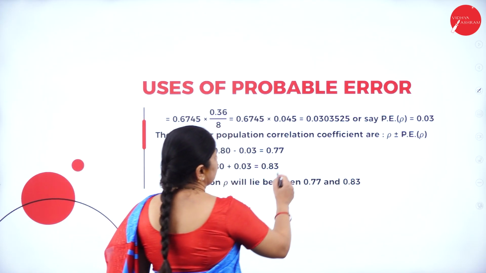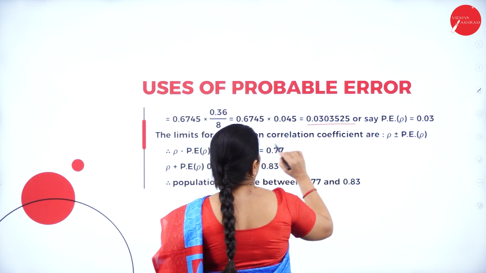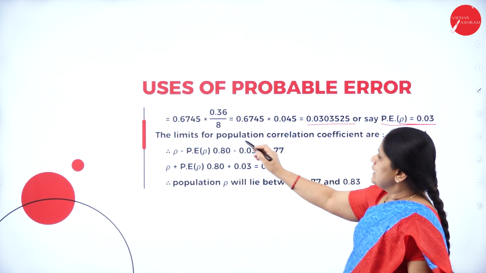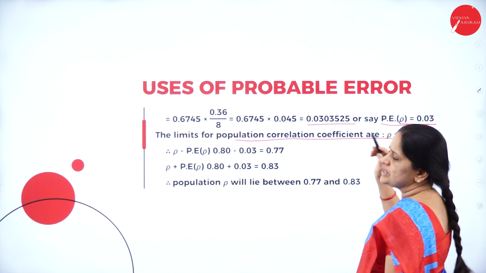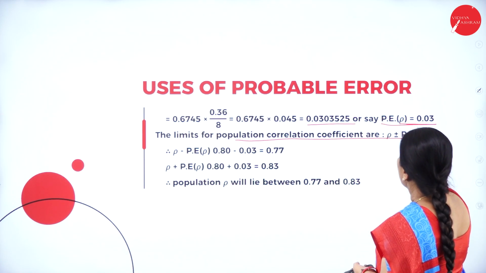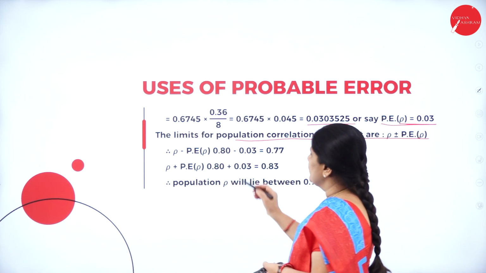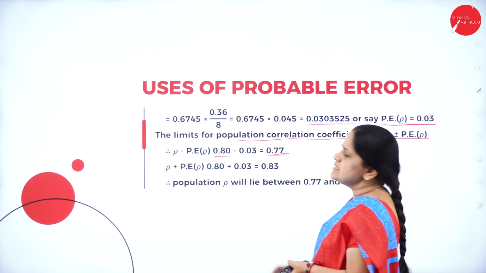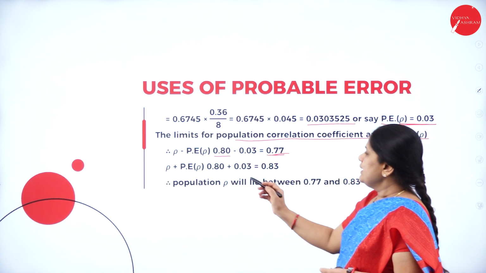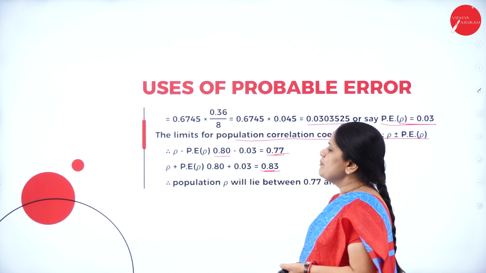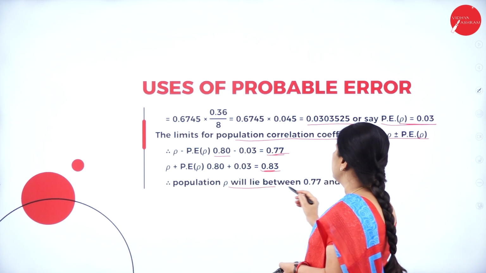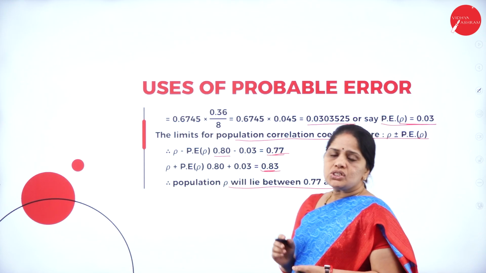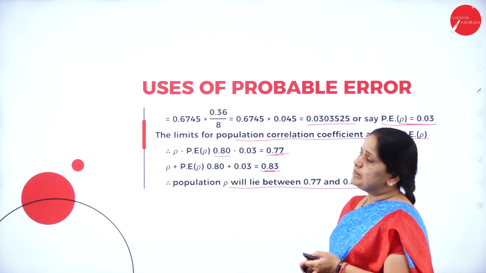So, this will come up to 0.030352, or the probable error is 0.03. So, the limits for the population correlation coefficient are rho plus or minus PE. So this will be equal to 0.80 minus 0.03, that is 0.77, and when you add this, I get 0.83. Therefore, population rho will lie between 0.77 and 0.83. So this is how we will have to calculate the probable error.